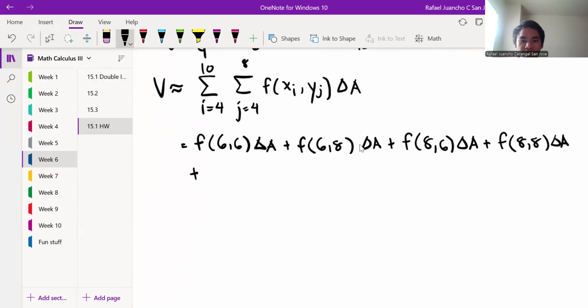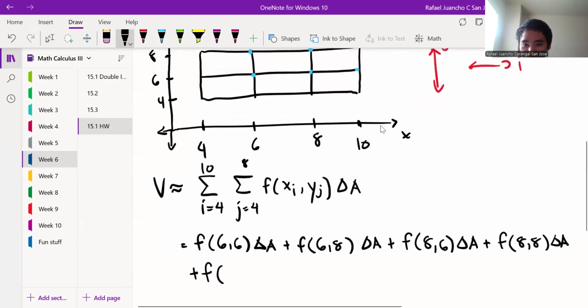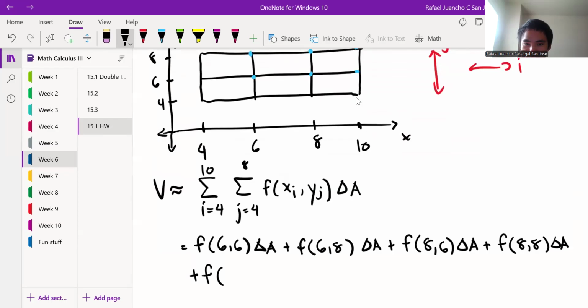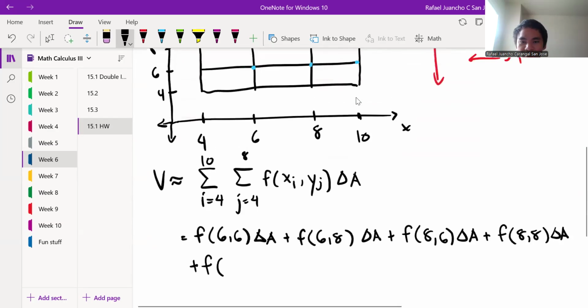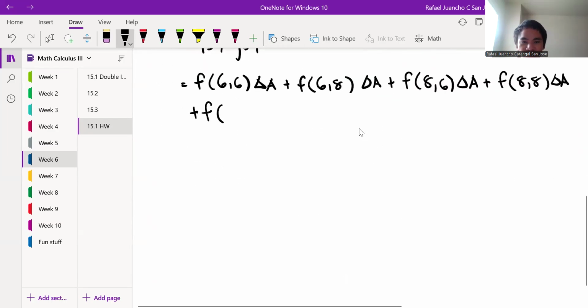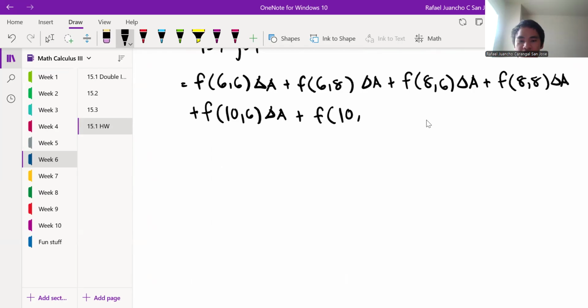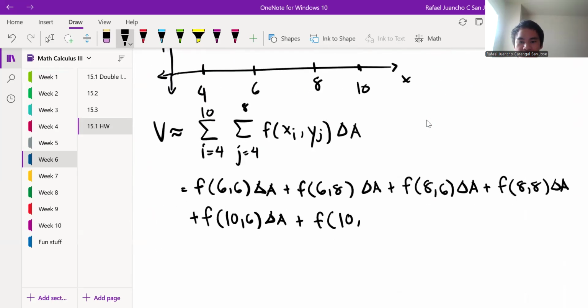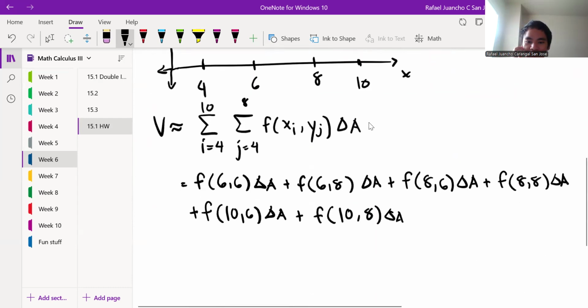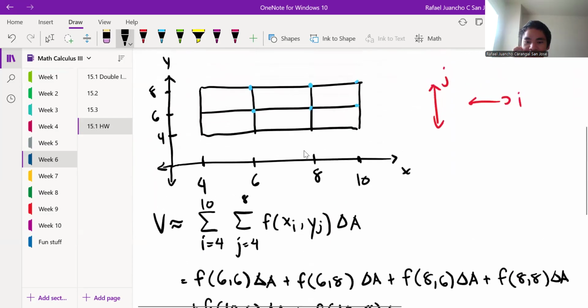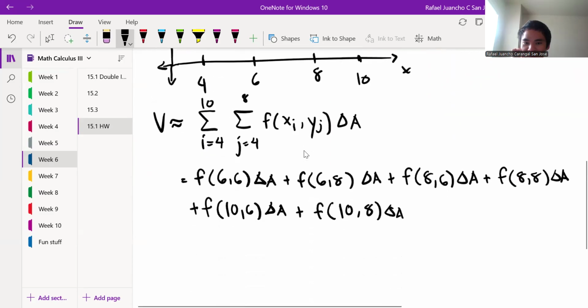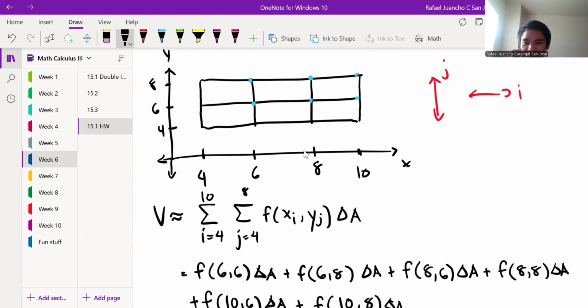Yeah, this is why I don't like Riemann sums. These things take way too long. Then 4. Or no, not then 4. Then 6. Then 8. Okay. And now the next issue. What's my delta A? I think it's just 2.